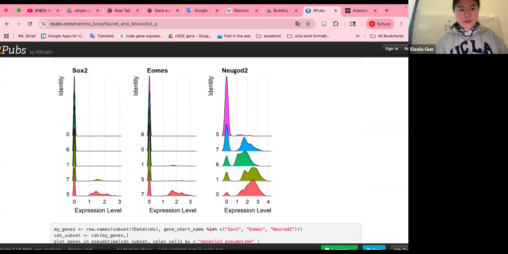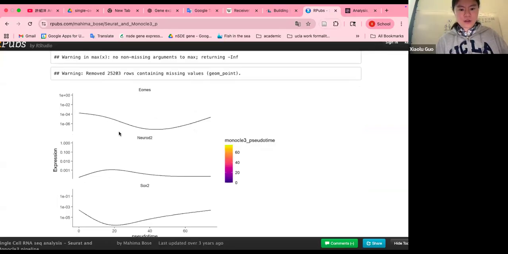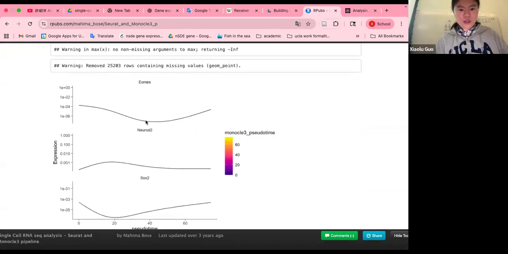For example, how each gene distribution changes based on the pseudo time and the clustering. And here is ordered by the gene expression pattern from low to high. And then you can also plot that gene expression dynamics along the pseudo time. For example, this gene is first highly expressed, and then as pseudo time goes, it goes down first, and then it goes up, etc. And this is something that you can explore.